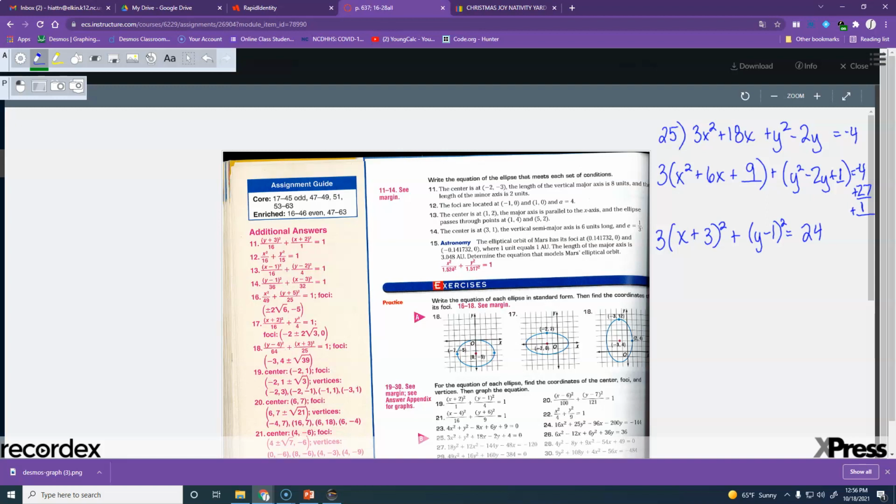So I wanted to do one like this because for some of these, you're not just going to have the number switch. We have to divide by 24 here. So 3 over 24, we're just reducing that, which is going to give us 1/8. So x plus 3 squared over 8 plus y minus 1 squared over 24 is going to equal 1.